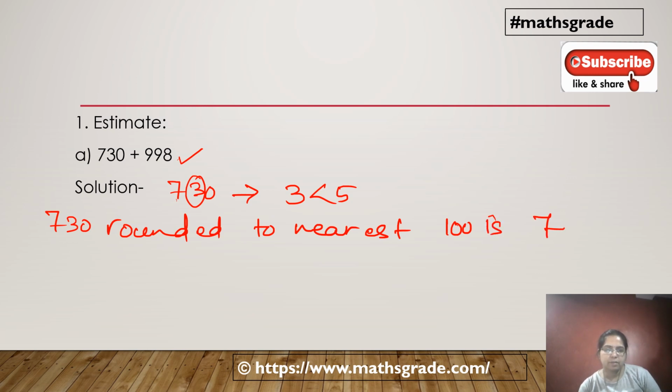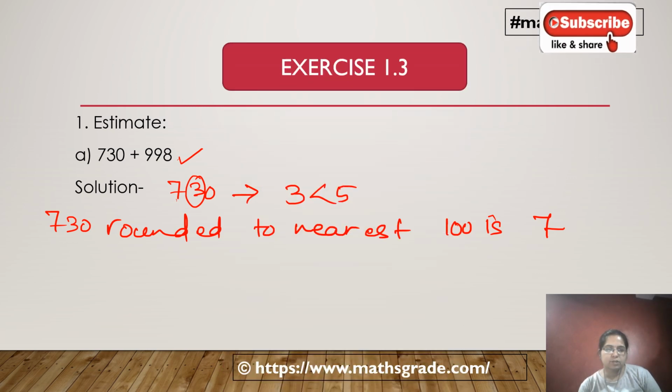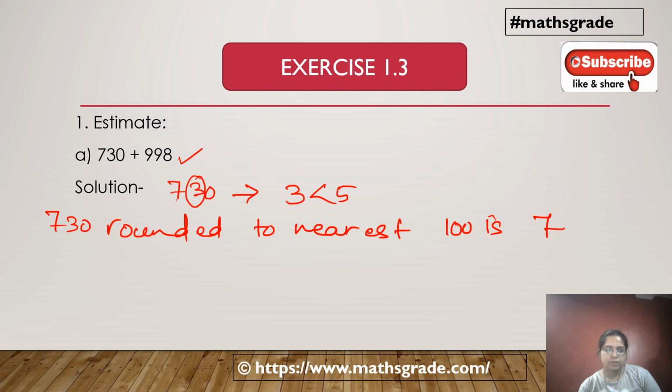The 7 stays as it is because the tens place digit is 3, which is less than 5. So we don't need to add 1 to the 100 place digit and write 0 in tens place and unit place digit. So 730 rounded to the nearest 100 will be 700.